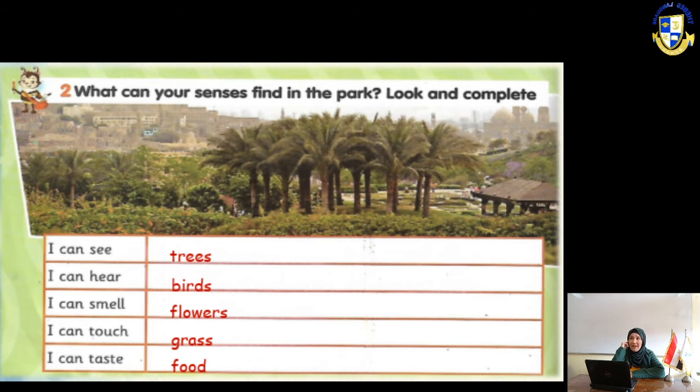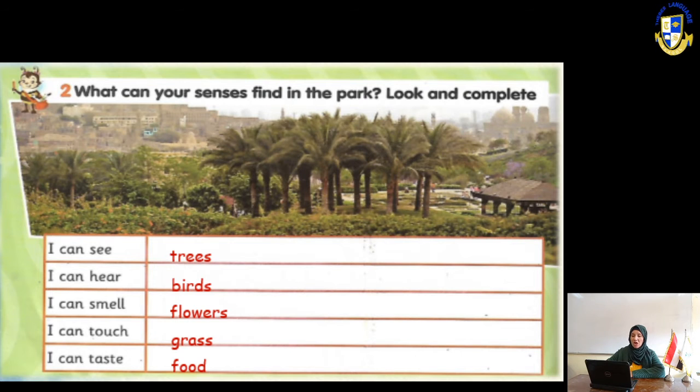I can hear. What can you hear in the park? I can hear birds. I can smell. What can you smell at the park? I can smell flowers. I can touch. What can you touch in the garden or in the park? I can touch the grass. I can taste what? What can you taste in the park? I can taste food.